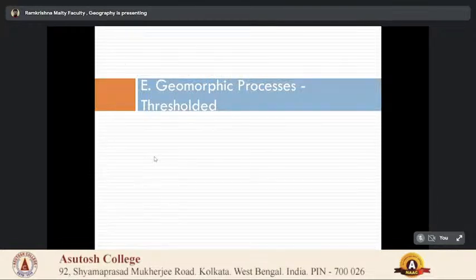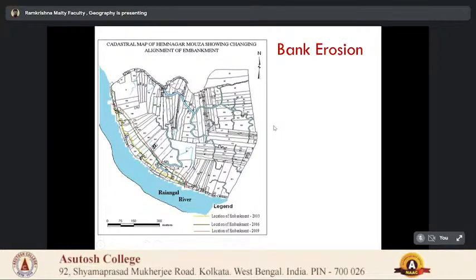Now the last principle that I would like to discuss with you is the thresholded nature of geomorphic process. The geomorphic processes like river, wind, or glaciers, they don't erode every day, they don't work every day, they don't bring change in the landscape every day. But after crossing a threshold velocity or threshold energy, a threshold condition, critical condition, they start working. So this is the fundamental that we have to understand, and this is the major area of process studies that we must incorporate in our future explanations and future studies. How important this concept is.